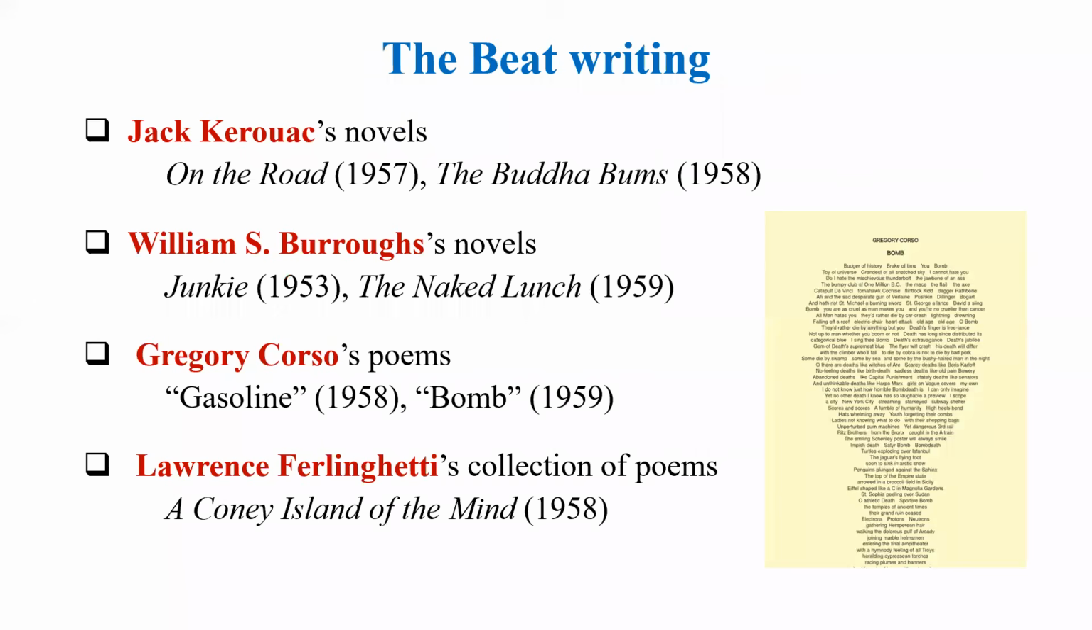Famous works: Jack Kerouac's novel On the Road, The Dharma Bums, then William S. Burroughs' Junkie, The Naked Lunch, then Gregory Corso's famous poem Bomb. It's a kind of shape poem. It resembles the shape of an atomic bomb cloud, that is called a mushroom cloud. Gasoline is another poem. Then you have Lawrence Ferlinghetti's collection, A Coney Island of the Mind. Okay, these are some of the famous works under Beat.